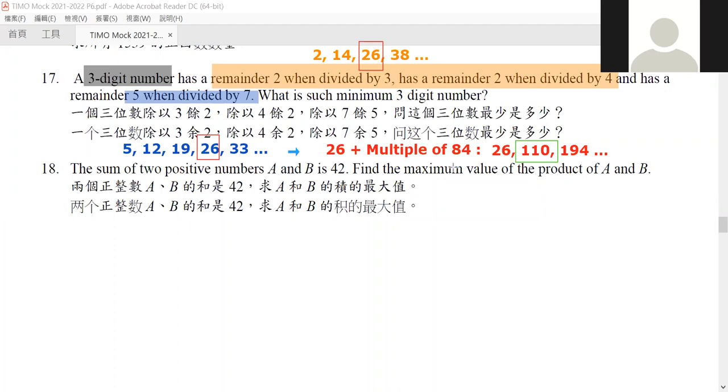Okay. So is there any question for question 17? I see people. Is there any question for that? If not, then we will proceed to question 18.